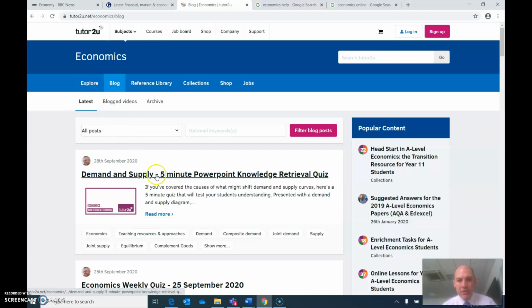Have a little look what we've just been doing, demand and supply. So there's a knowledge quiz there, something you could test yourselves on. If I click into demand, so in terms of that extra work, how are you going to make up that 4 hours? Well, maybe that quiz is something that you want to do. Let's just have a little look at demand.